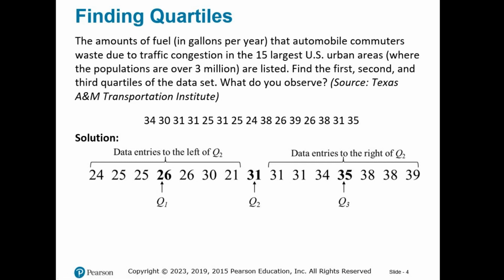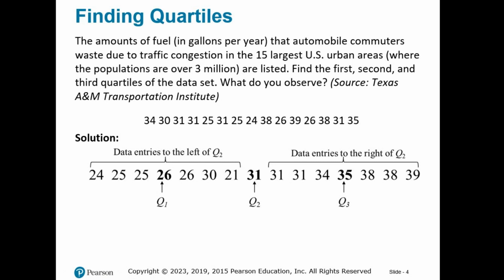So, after all this calculating, what does it mean? The way we interpret this is that about 1/4 of the large urban areas' auto commuters waste 26 gallons of fuel or less per year. About half waste 31 gallons or less, and about 3/4 waste 35 gallons or less.